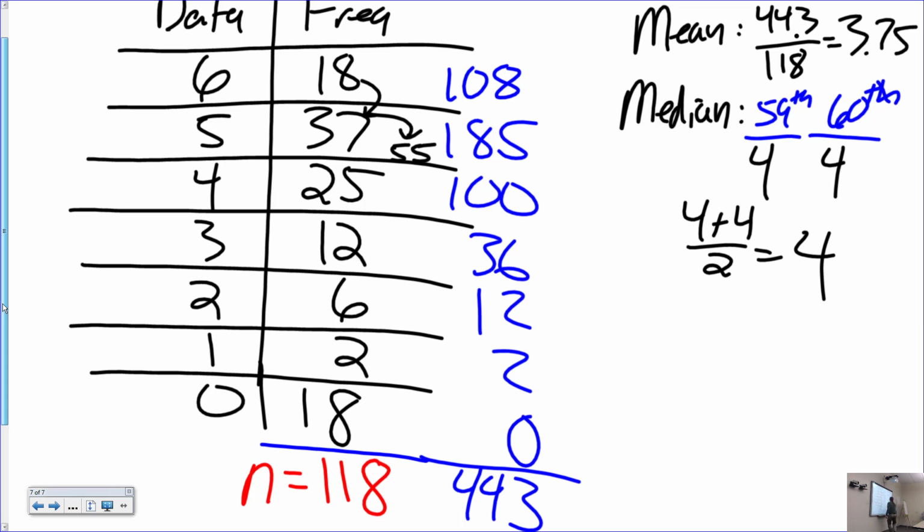And then last but not least, folks, what's the mode? 5. Why 5? Because it repeated 37 times. So whichever number has the largest frequency, that's the number that is your mode.